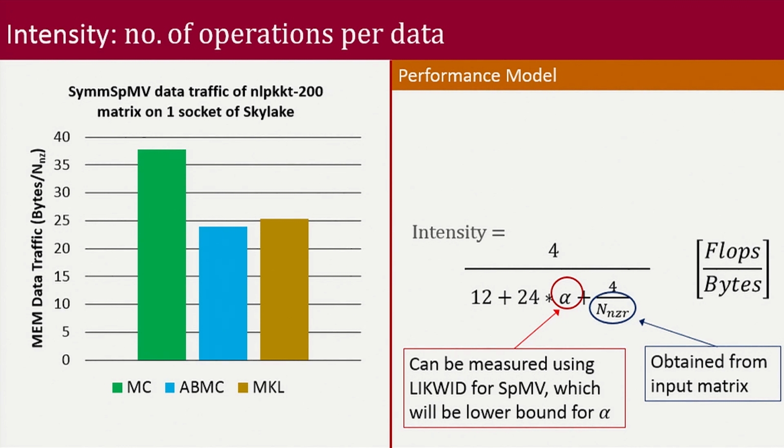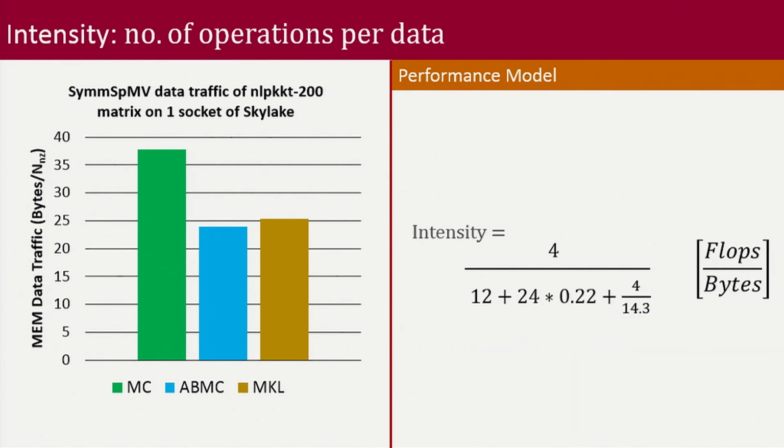The next unknown, the NNZR, is the average number of non-zeros in a single row of the matrix. This can be easily calculated for a given matrix. For example, the NNZR value in our case is 14.3 and the alpha value is 0.22. Furthermore, the actual data traffic can be measured using the LIKWID tool.